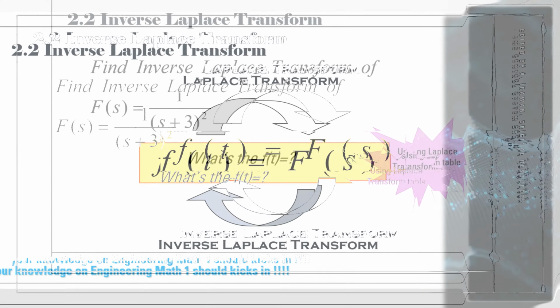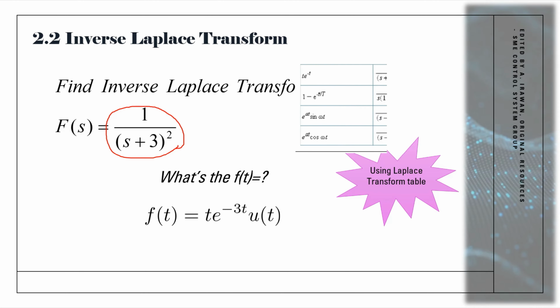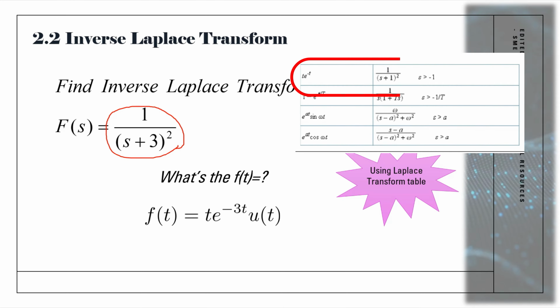Here let's say we have this simple equation. Find the inverse Laplace transform. What we do is search whether this form exists in the table or not. If not, try to simplify it and then go back to the table. For this case, we have this form in the table, so we just convert like this.